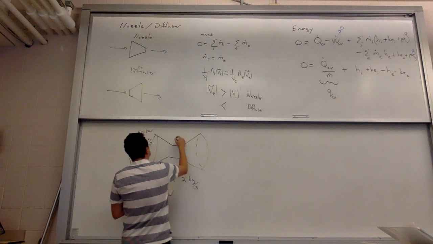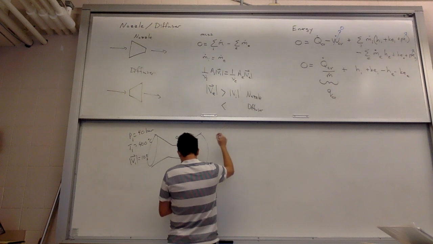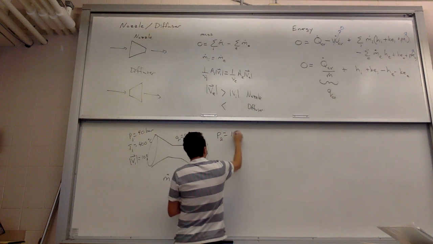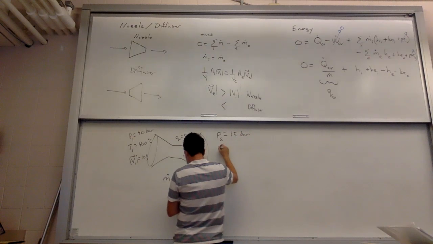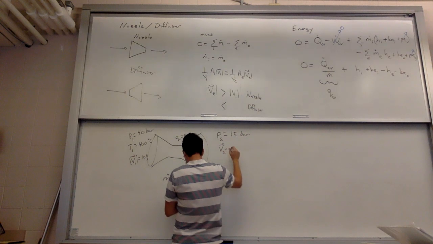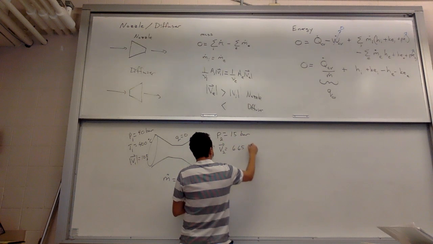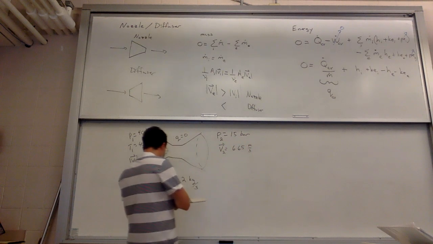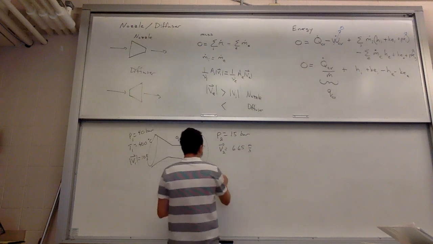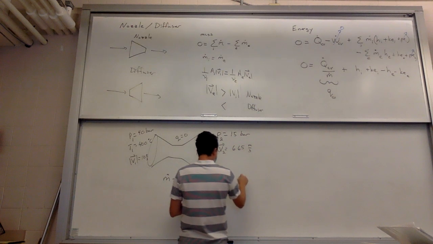There's insulation, so we're told that Q is 0. There's no work. And we're told at the exit, P2 is equal to 15 bar. And we are told the velocity at state 2 is 665 meters per second. And we want the exit area.